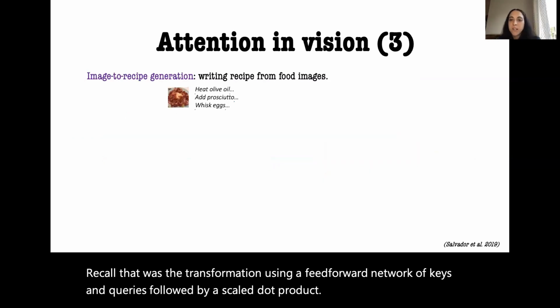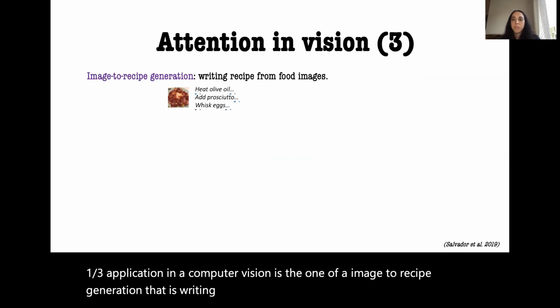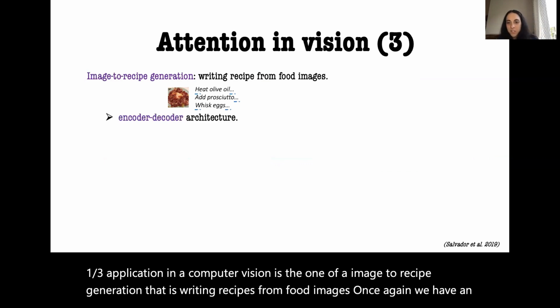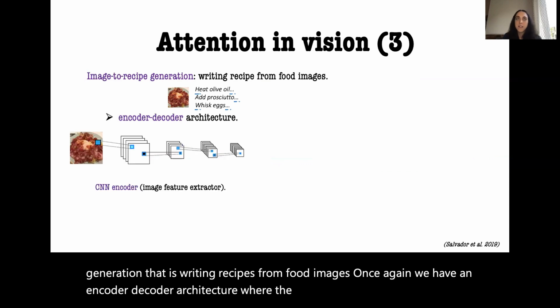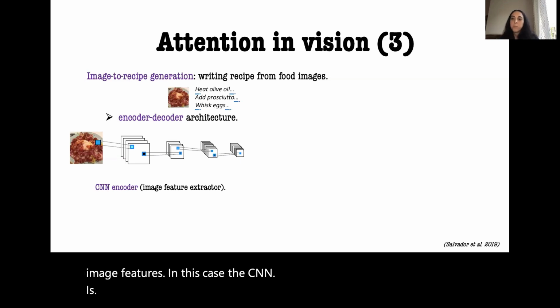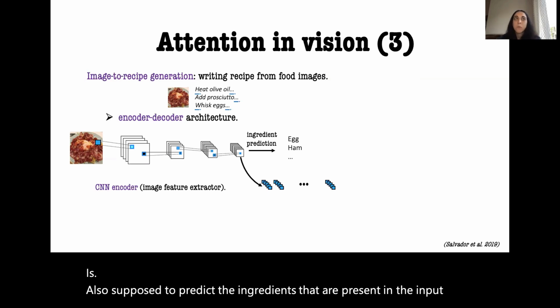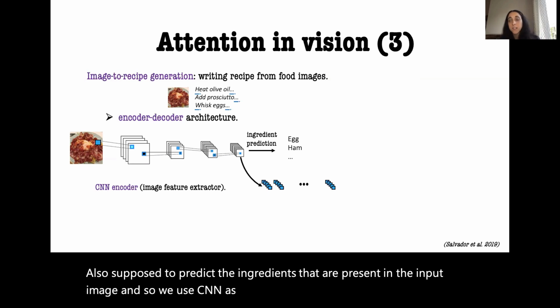A third application in computer vision is image to recipe generation. That is writing recipes from food images. Once again, we have an encoder-decoder architecture where the encoder is a CNN to extract image features. In this case, the CNN is also supposed to predict the ingredients that are present in the input image. And so we use the CNN as feature extractor as well as ingredient predictor.